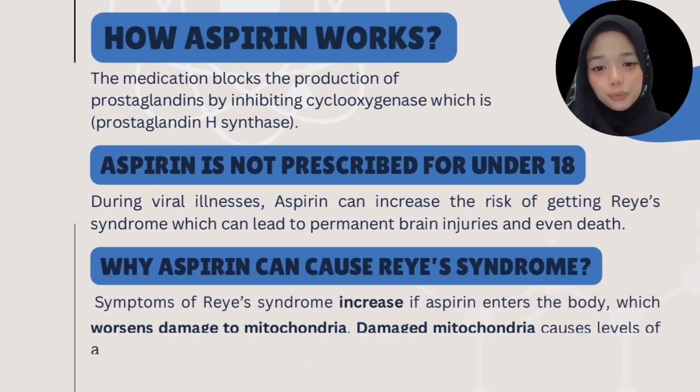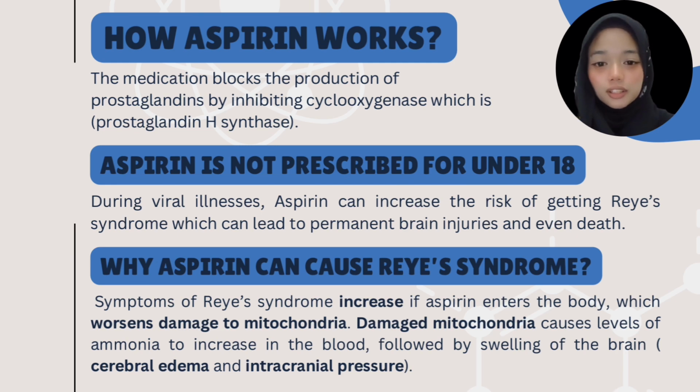So how does aspirin work? The medication blocks the production of prostaglandins by inhibiting cyclooxygenase, which is prostaglandin H synthase. So why is aspirin not prescribed for under 18? This is because during viral illnesses, aspirin can increase the risk of getting Reye syndrome, which can lead to permanent brain injuries and even death.